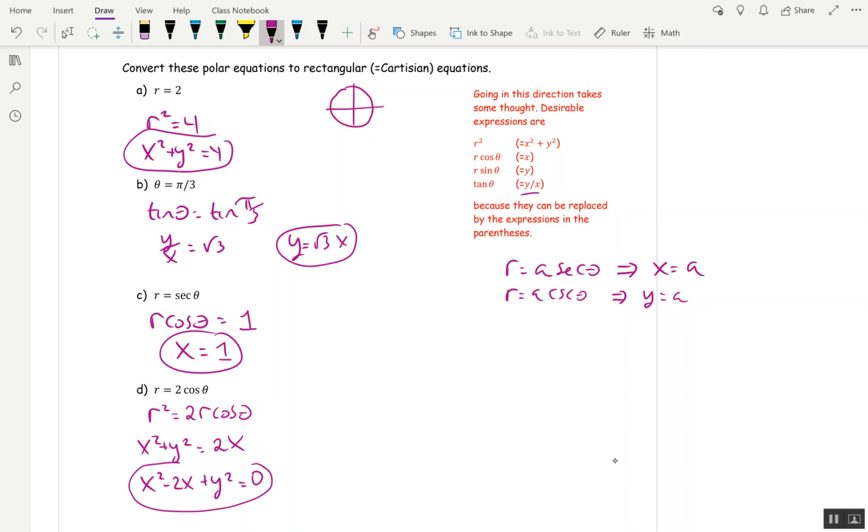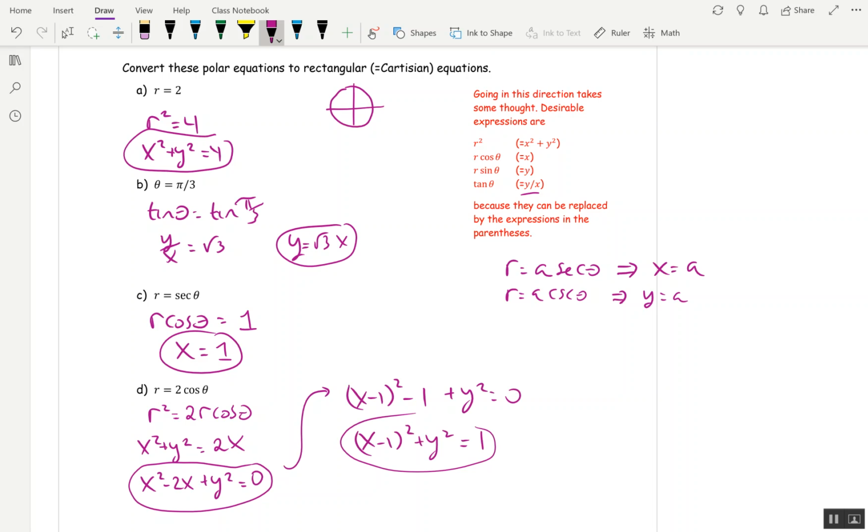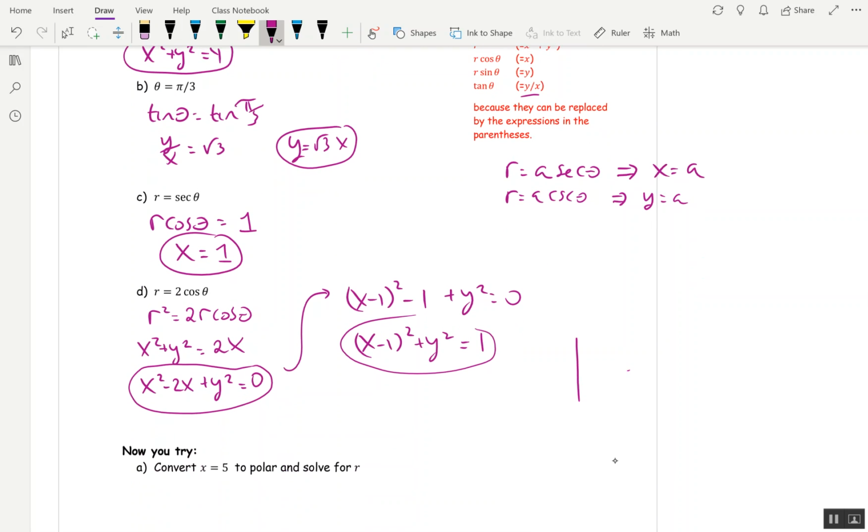This is actually a circle. Let me show you why. We need to complete the square on this, and so this can be written as x minus 1 squared. But x minus 1 squared is x squared minus 2x plus 1. So I need to subtract 1, and then plus y squared is 0. Now move the 1 to the other side. x minus 1 squared plus y squared is 1. That's a circle of radius 1 centered at (1, 0). So it looks like that, and it crosses the x-axis at 2.